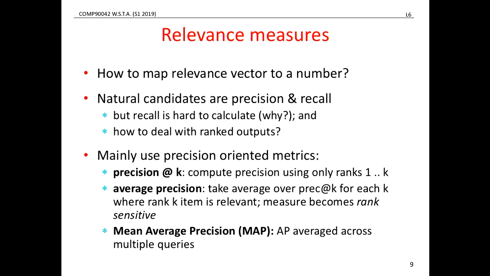Now, if we get good results at top 1, we're probably pretty happy, versus if we have a good result at rank 9, we'll be much less happy. So we'd like a metric that could actually incorporate that in.